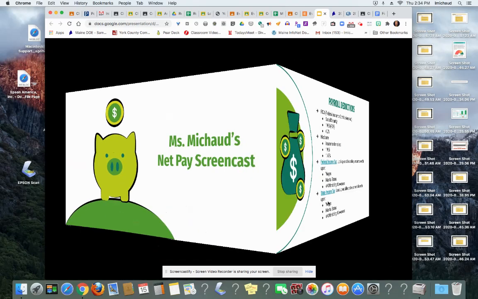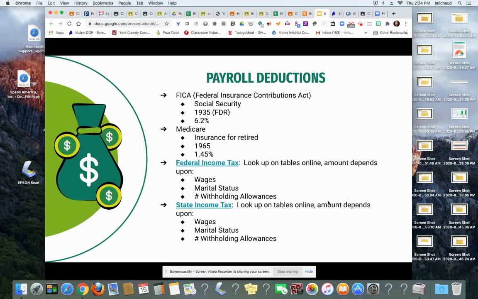So we need to be able to figure out what our net pay is. Now, as you know, when you get your paycheck, you don't get to keep all of your money. There are some required payroll deductions. So first of all, FICA, let's talk about that. That stands for Federal Insurance Contributions Act.